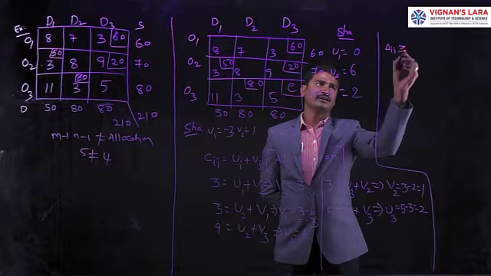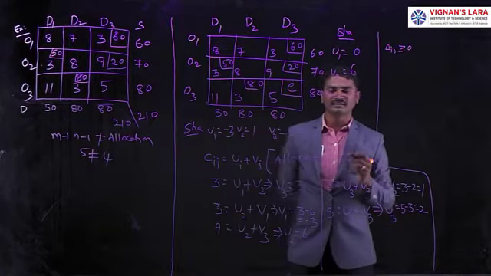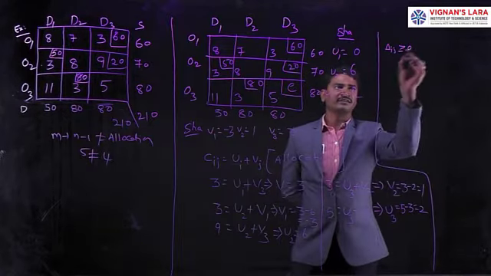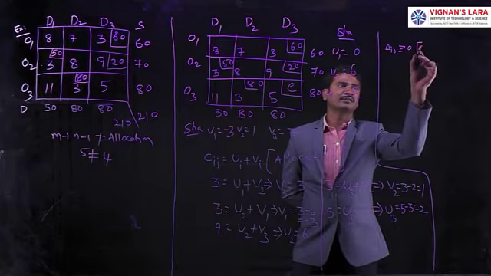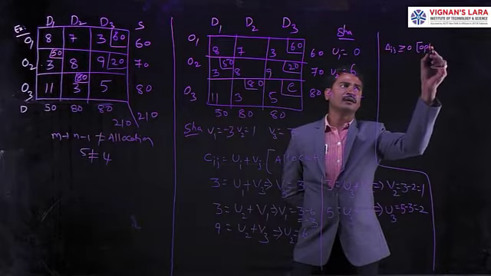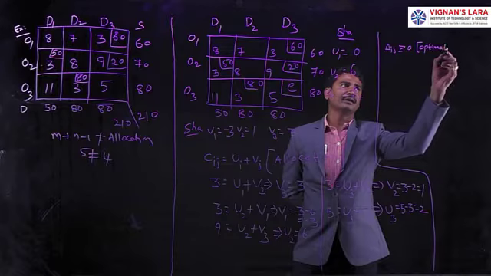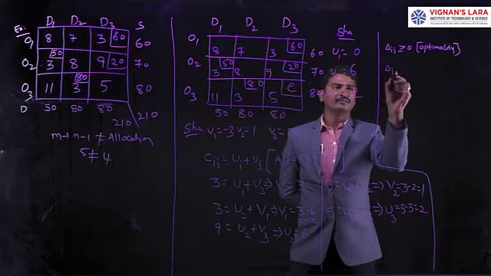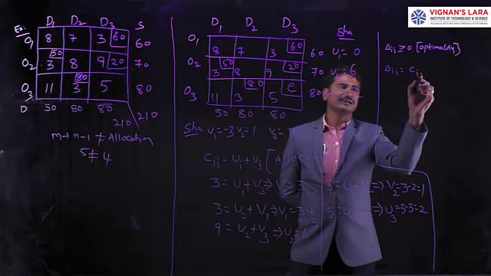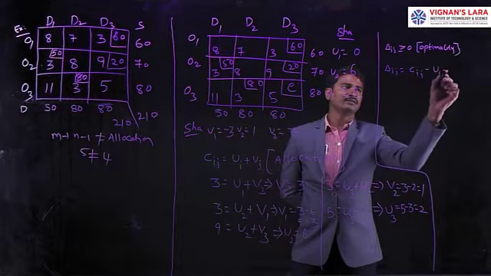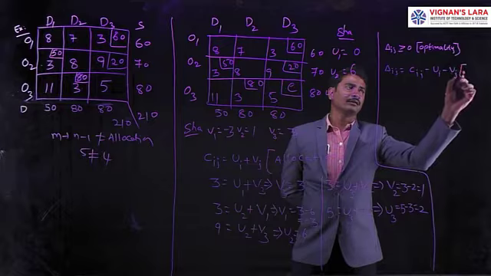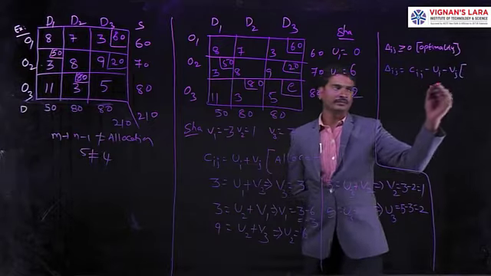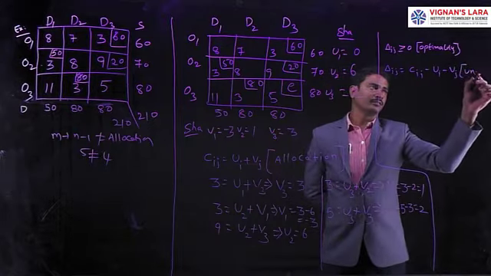We have to check whether dij is greater than or equal to 0 or less than 0. If delta ij is greater than or equal to 0, the problem reaches optimality and we are going to calculate the optimal solution. Okay, here delta ij is equal to Cij minus Ui minus Vj. It is calculated from the unallocated cells.